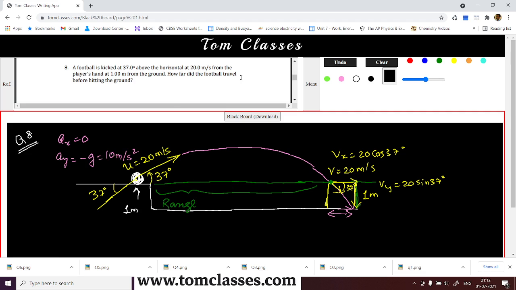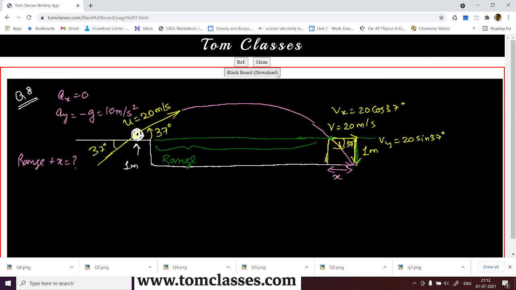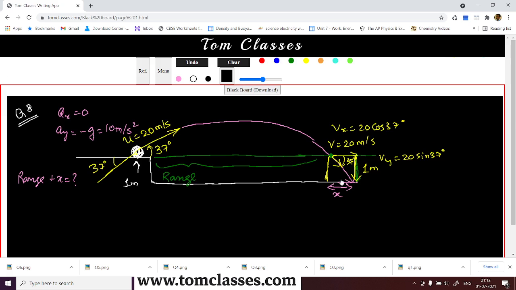So how far did the ball travel? We are just interested in the range plus this distance x. So what is the range plus x? That is our interest. Now we can calculate it, right? So what is the range first? The range is going to be u square sin 74 degree divided by g, which we have already used.